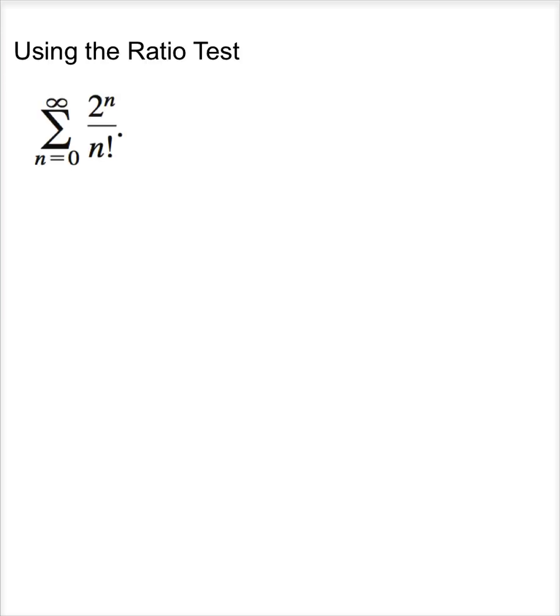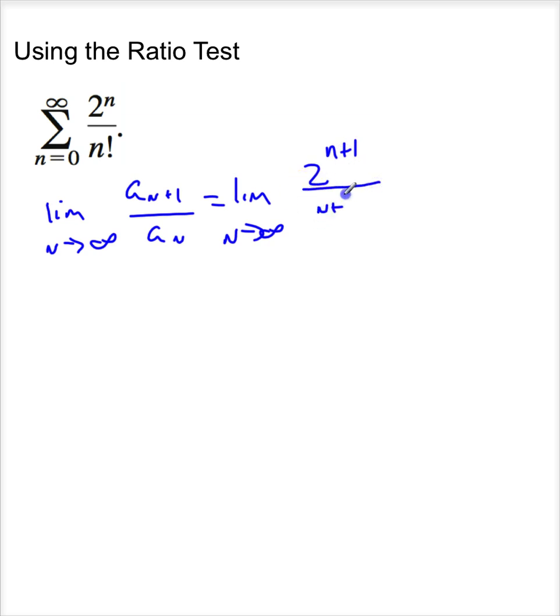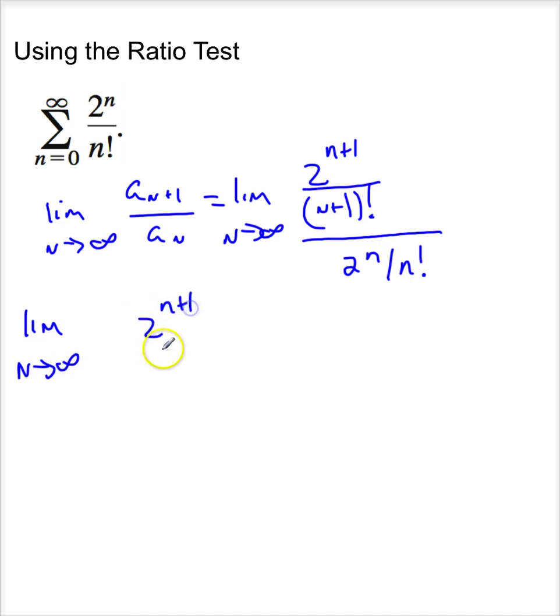So let's look at this. Let's use the ratio test to look at 2 to the n divided by n factorial. We want to look at the limit as n approaches infinity of a sub n plus 1 divided by a sub n. So this is the limit as n approaches infinity of 2 to the n plus 1 divided by n plus 1 factorial divided by, now I'm going to do the big divide sign, 2 to the n divided by n factorial. So you're going to need to rewrite this. You need to be very careful with your algebra skills here. So this is 2 to the n plus 1 divided by n plus 1 factorial times n factorial divided by 2 to the n.